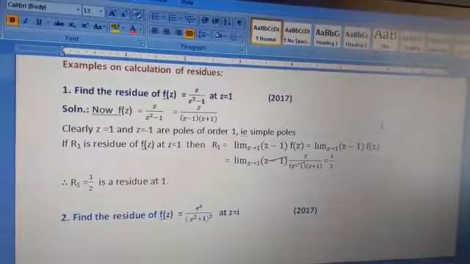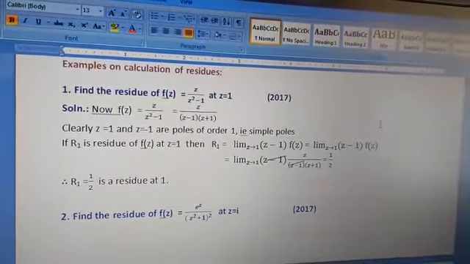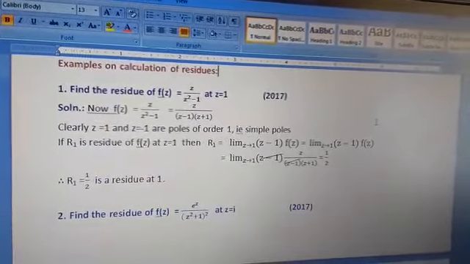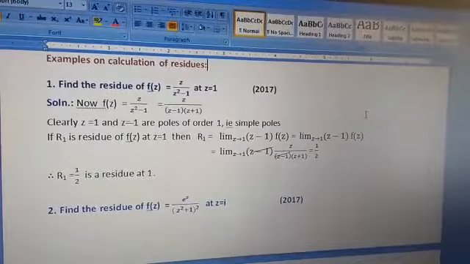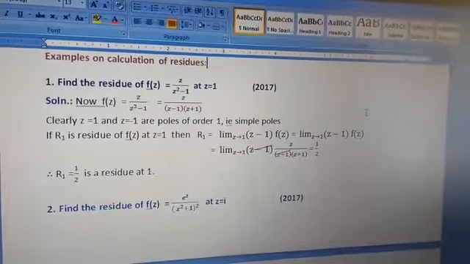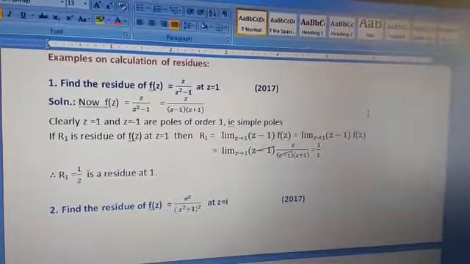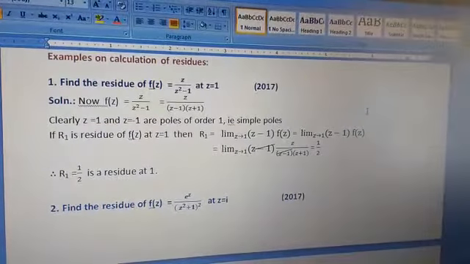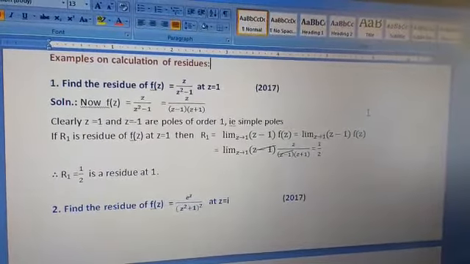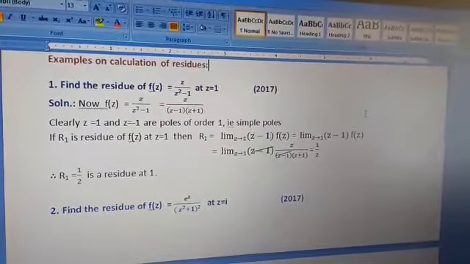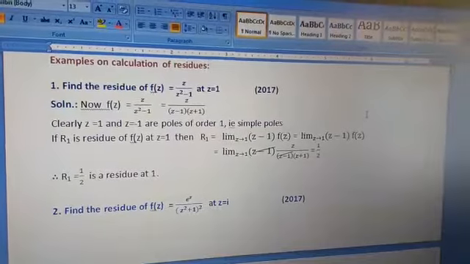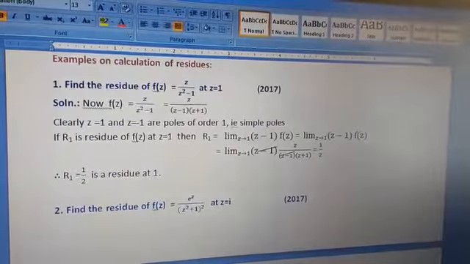First one, find the residue of f(z) = z upon z square minus 1 at z = 1. It is asked for 2 marks, 2017. Now f(z), what is given here? Factorize the denominator, it has the factors z minus 1 and z plus 1. Usually all the quadratic factors have either real factors or imaginary factors. So z = 1 and z = minus 1 are poles of order 1, that is, simple poles.